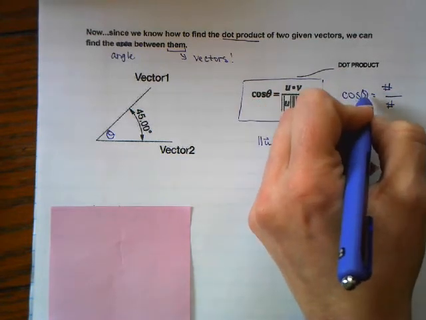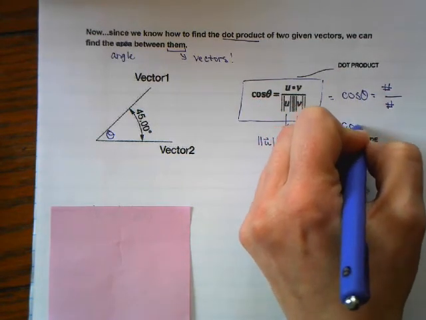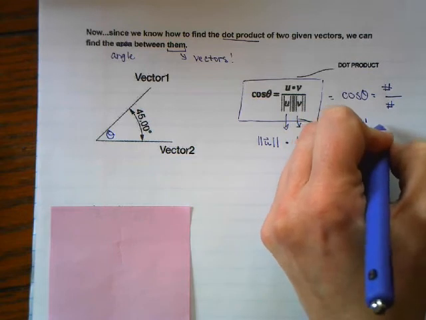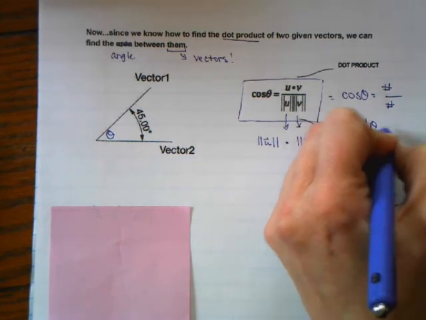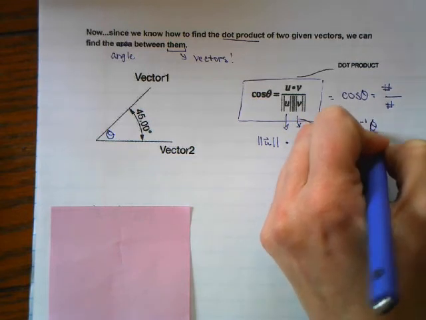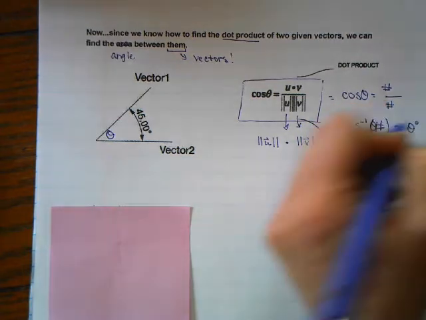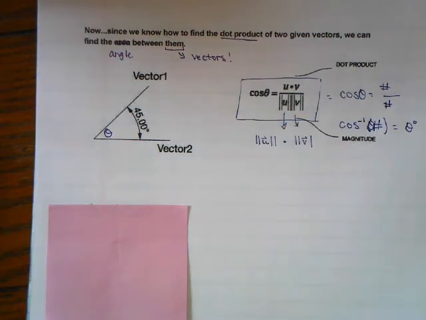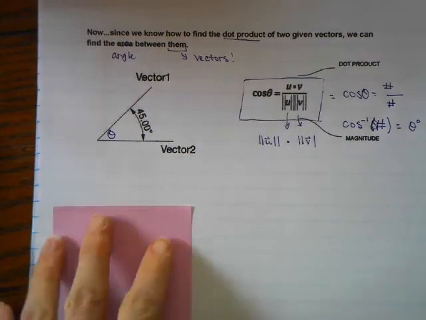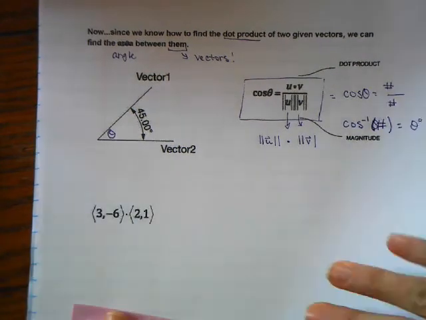Then, because we want the angle, we have to use that inverse button that we used earlier with this information. You'll do the inverse cosine of that number. And then that'll actually get you your angle measurement. All right, so we're going to give it a try here.